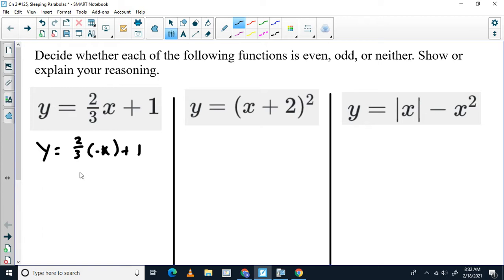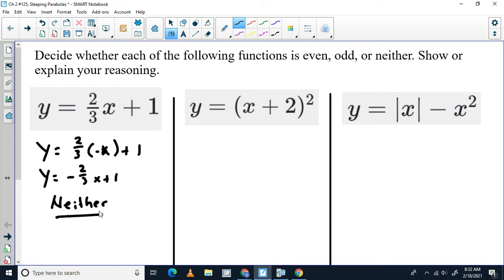So if I were to simplify this, I really have y equals negative 2/3 x plus 1. So if this were an even function, I would have had the exact same equation. If it's an odd function, I should have the exact opposite of what I started with. Well, I almost have that because I do have negative 2/3, but I still have a plus 1. So that would not be considered the opposite output. So this one's not odd either. So this becomes a neither situation. All right, so that's one way we can check it.